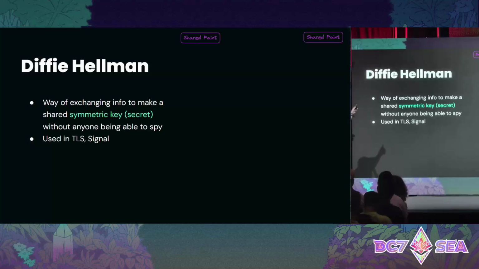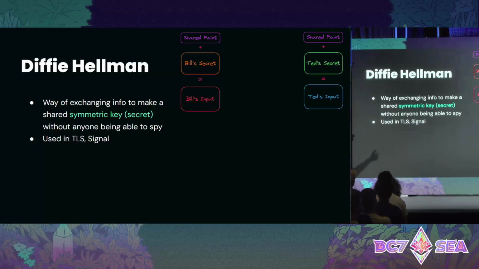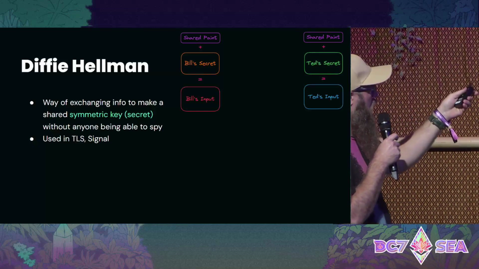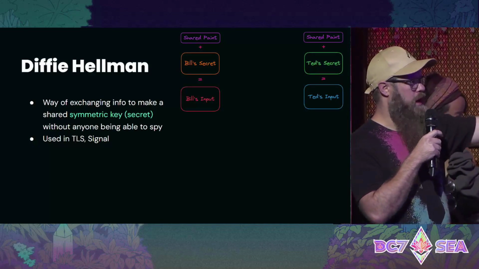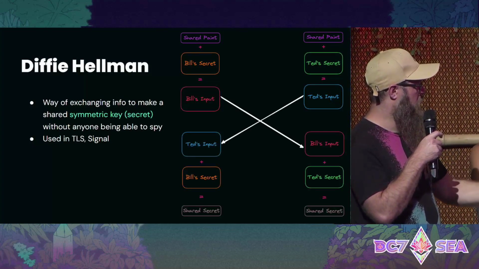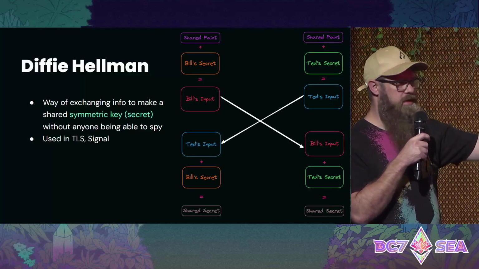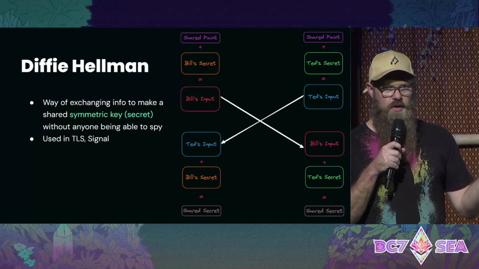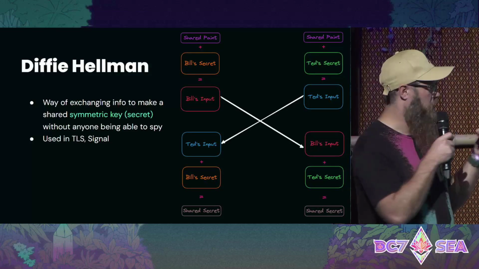So the way this works is you start with some shared paint, right? Some shared colors, and this is the paint analogy for Diffie-Hellman. You start with some shared paint, and then you each have some secret color, and you combine those to create these two inputs. You exchange the inputs, you add back in your secrets, and then you end up with the same paint color on either side, but no one in the middle could know what your secrets are.